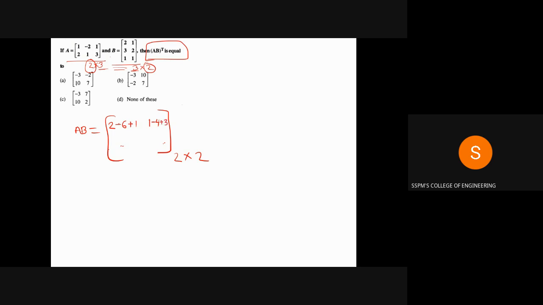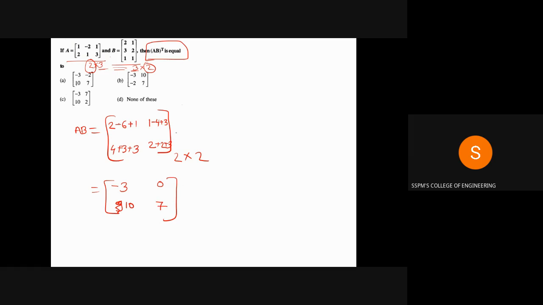Now for second row elements, second row, first column, that is 2 into 2 it is 4, 1 into 3 it is 3, and 3 into 1 again 3. For second row, second column, 2 into 1 it is 2, 1 into 2 it is 2, and 3 into 1 it is 3. So what will be the result? 3 minus 6, it is minus 3, 0, 10, and 2 plus 2 4 plus 3, it is 7.